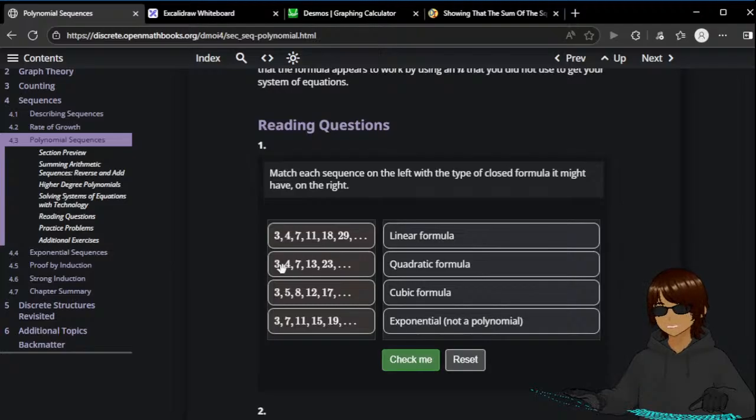It may be exponential. 3, 4, 7, 13, 23. Wait, hold on. 4 minus 3 is 1. 7 minus 4 is 3. 11 minus 7 is 4. 18 minus 11 is 6. Okay. 4 minus 3 is 1. 7 minus 4 is 3. 13 minus 7 is 6. 23 minus 13 is 10.